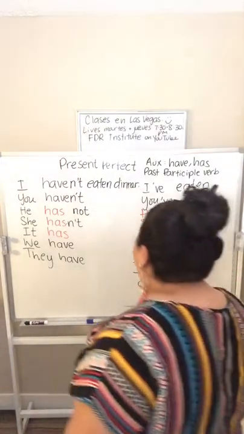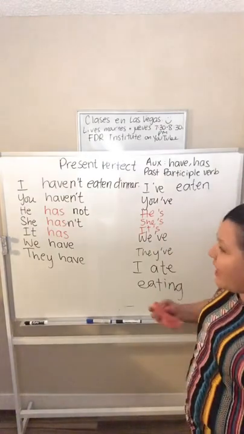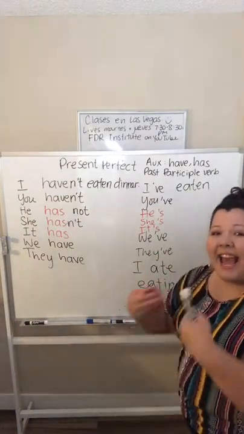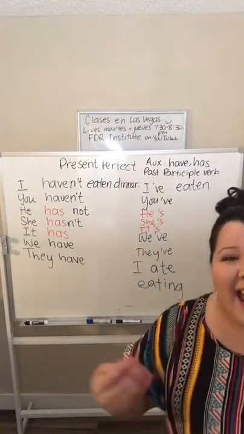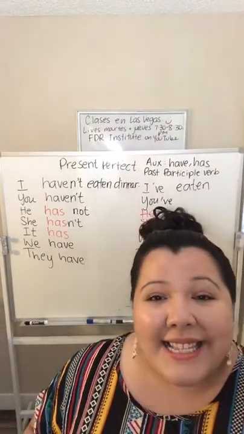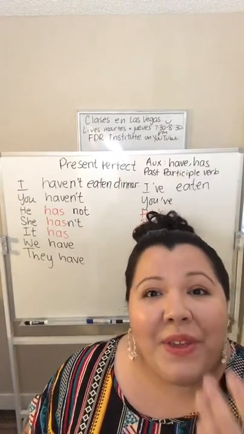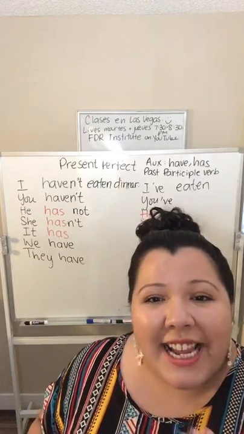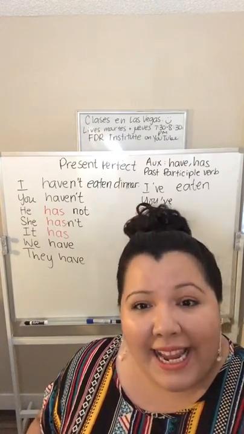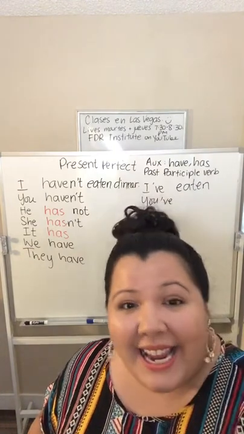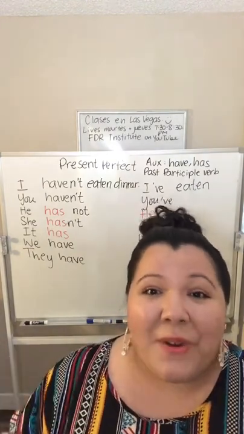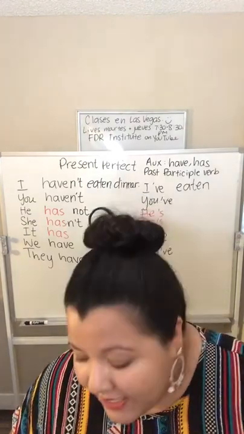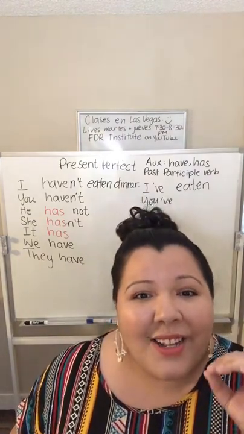So en vez de decir I have, y you have, y he has, decimos have I, have you, has he. Right? So I can say, have you eaten? ¿Has comido? Has he eaten? Has she eaten? Have we eaten? Have they eaten? Right? This is the way to make a question. Have you eaten? Y esto es diferente que did you eat, right? Did you eat? Comiste.